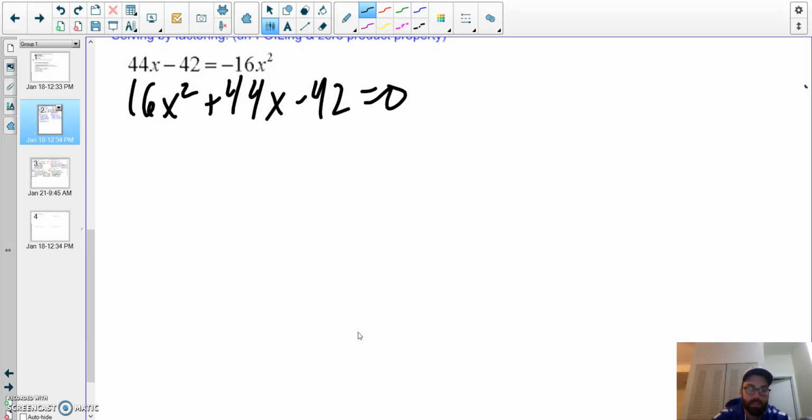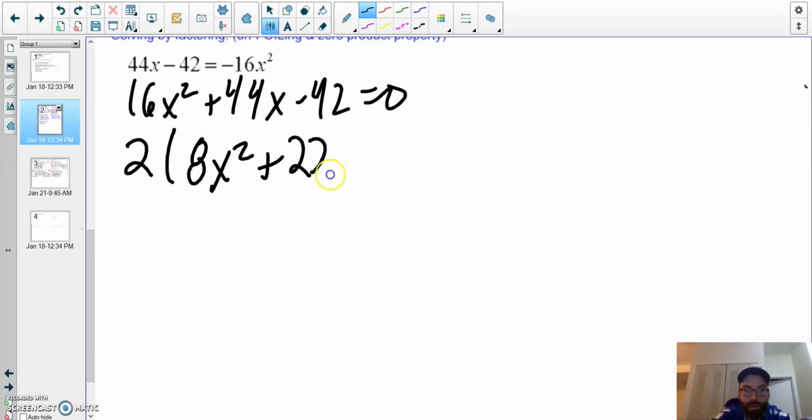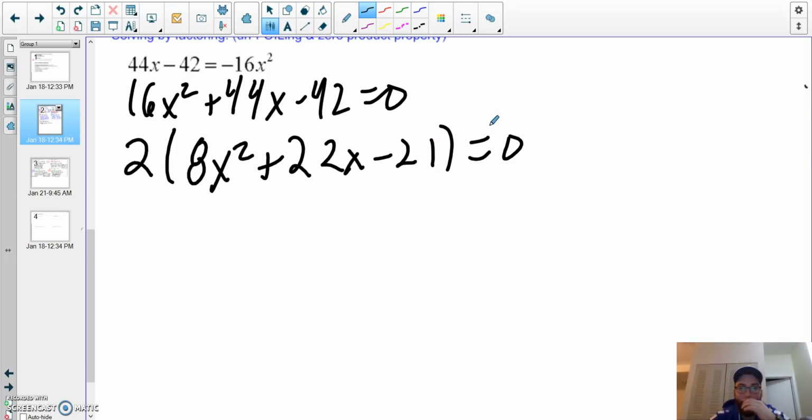All right. Since these are all even, that means they're all divisible by 2. So I'm going to take a 2 out of every single one and have 8x squared plus 22x minus 21. And that's equal to 0. All right. So 2 ended up being the GCF. So I'm going to do the same process. I'm just going to look at this inside. The 2 is just going to carry along.